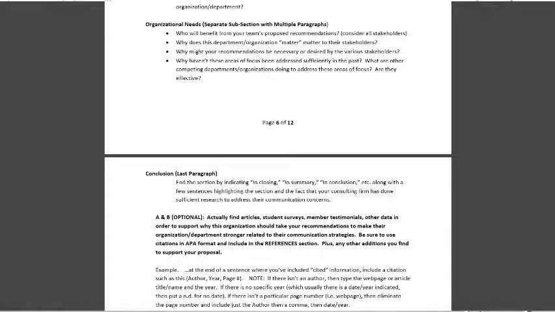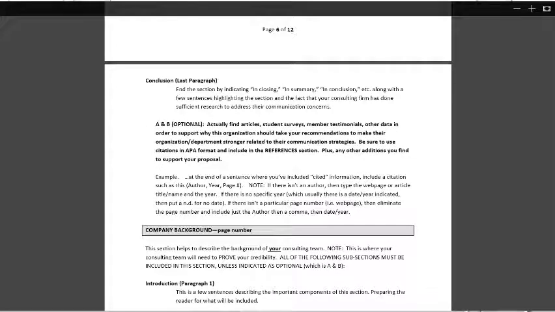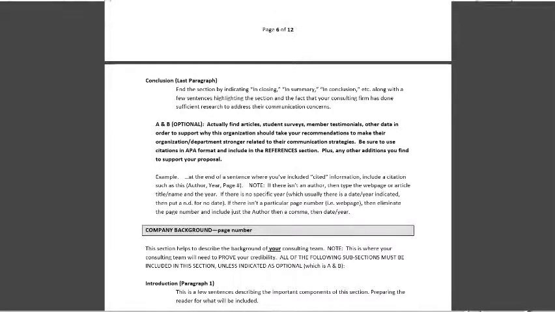do a hypothetical student survey, maybe look at testimonials from students on campus or members in the organization, find some other kind of data to support why they should take your recommendations for the communication strategies, and so on. And then it gives some information of how to set up a citation for an APA format, which you'll also get more information on CourseZen about.